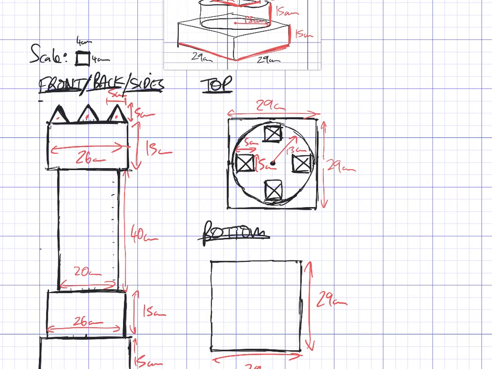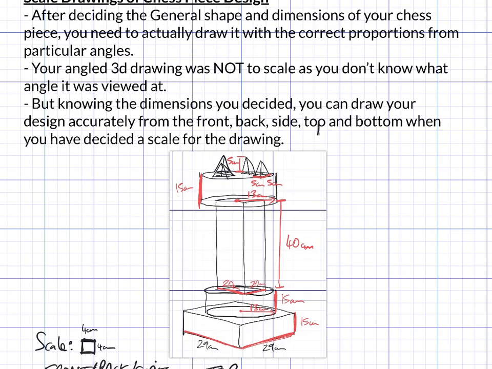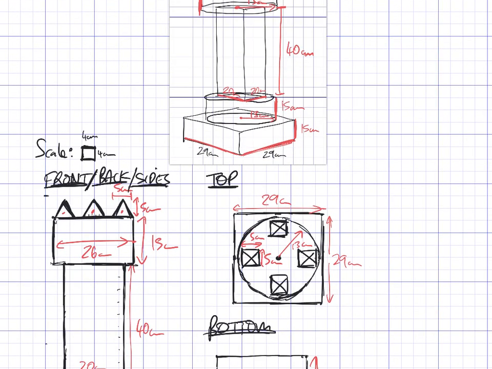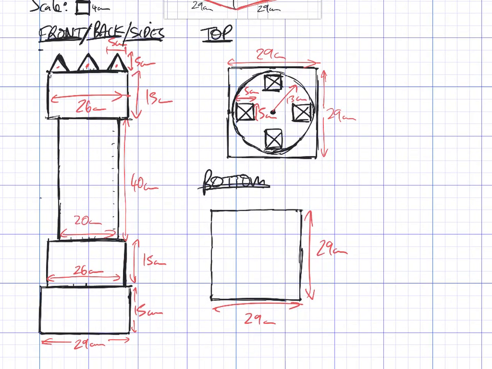So this is an example of doing scale drawings of a design that you very quickly came up with in 3D and not to scale. Suddenly when you start drawing it to scale, the shape becomes quite different when you're being strict about how long and wide everything is. But that is to illustrate that process.